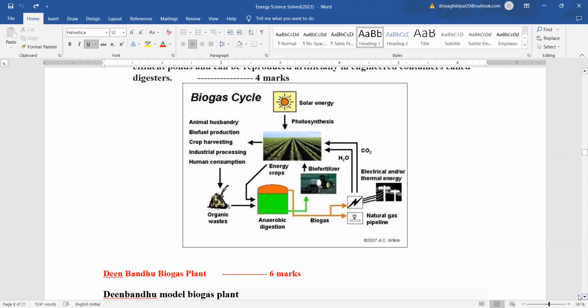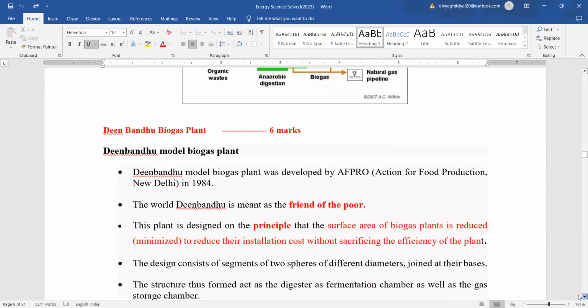Now, this Deen Bandhu biogas plant has been asked for the first time. Let me tell you, this is a model that was developed by Action for Food Production, New Delhi in 1984. Deen Bandhu basically means friend of the poor, because it is very simple, low cost, user friendly, does not require much maintenance, and it gives a very good output. That is why it is called Deen Bandhu, friend of the poor.